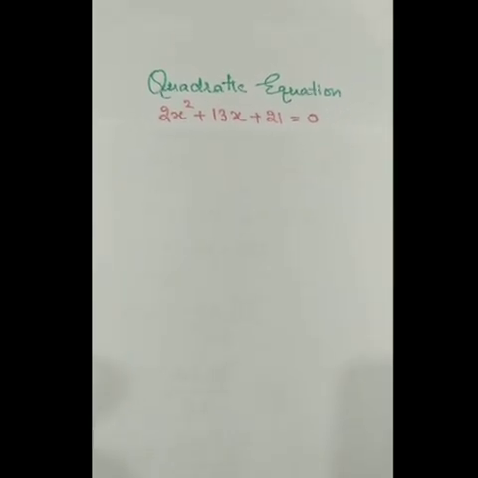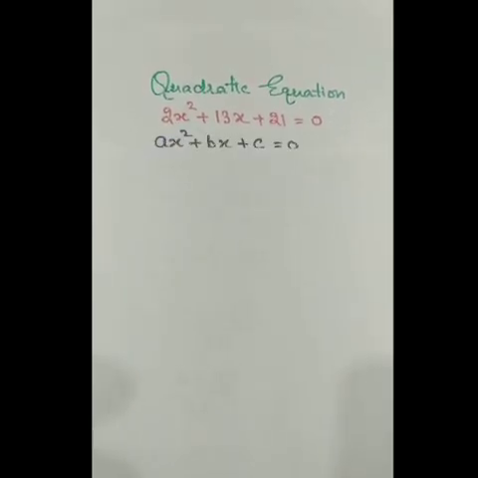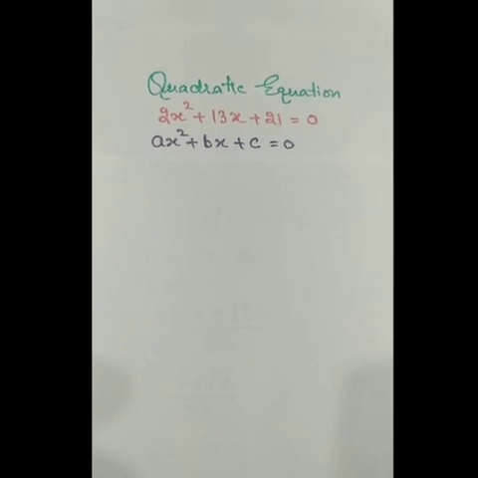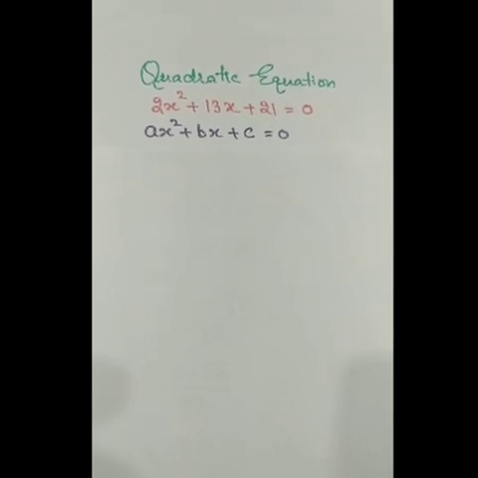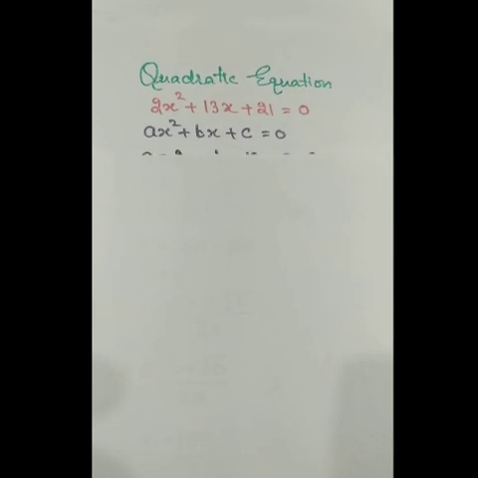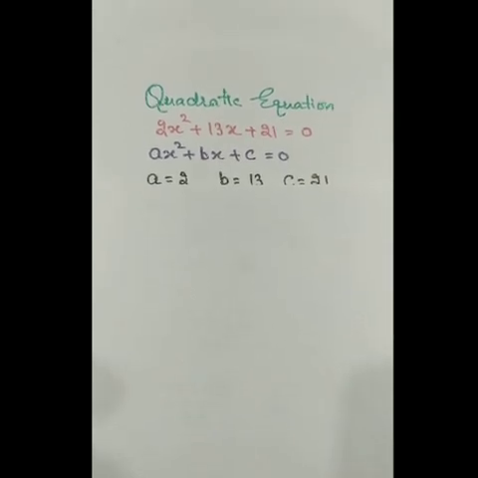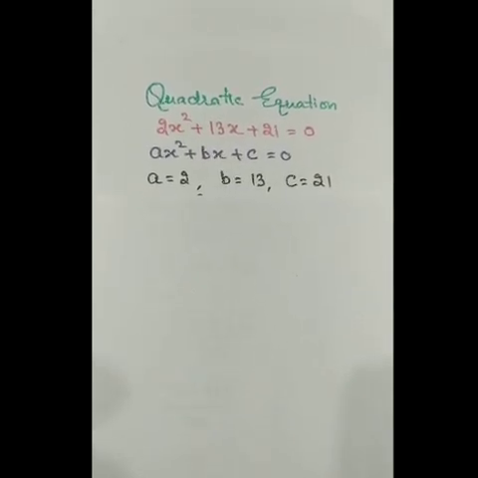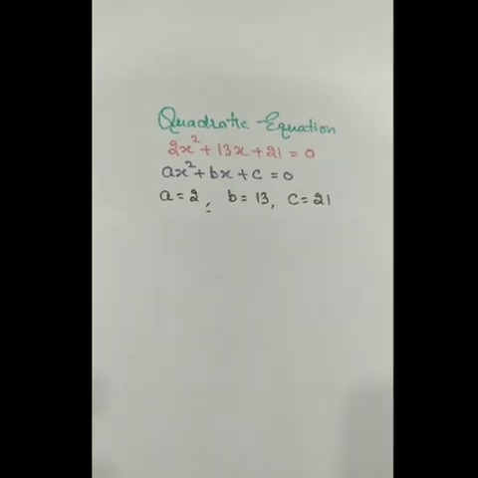To find the root of this quadratic equation, we compare this equation with ax² + bx + c = 0, and here we check that the value of a is 2, the value of b is 13, and the value of c is 21.